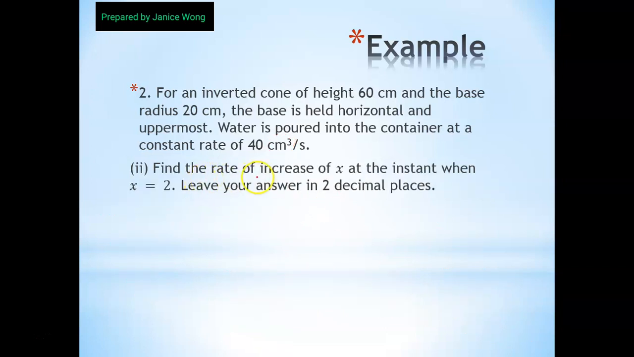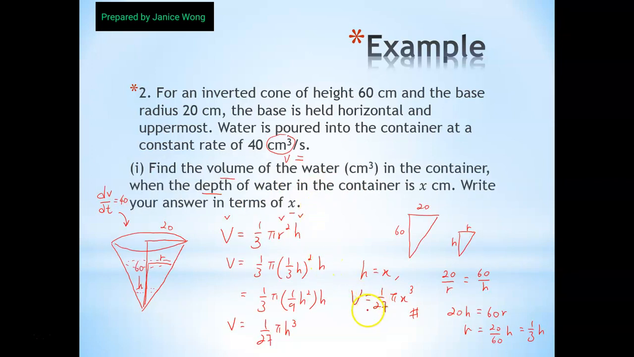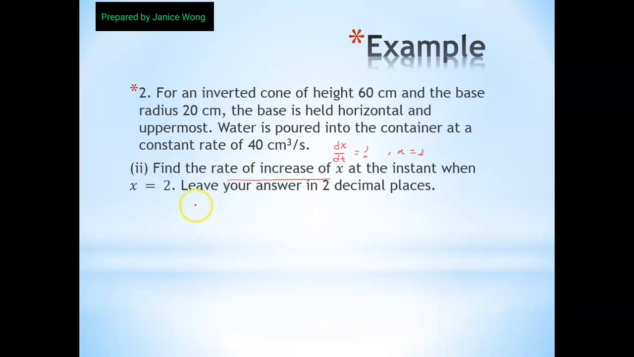For part 2, find the rate of increase of x. When I see this, we need to find the difference of x over the difference in time. Find dx over dt when x equals 2, leaving your answer to 2 decimal places. Earlier, we have V equals 1 over 27 pi x cubed. So write it down. We have a function involving only 2 variables.